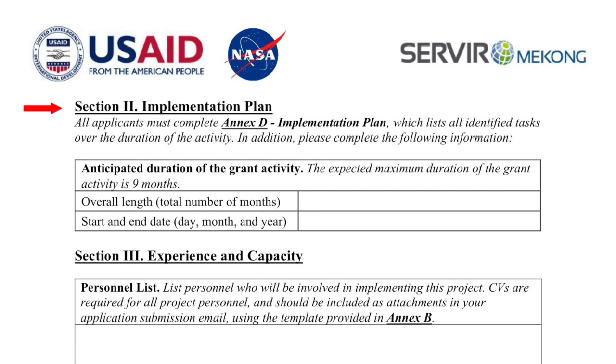In Section 2, you will detail your implementation plan. Annex D should be completed to support this section, and there is a separate tutorial session that walks you through this annex. Please list here the anticipated duration of your grant activity, including the overall length and the start and end dates. In the personnel section, everyone listed here should have a completed Annex B, or CV template, and should be included in your budget.